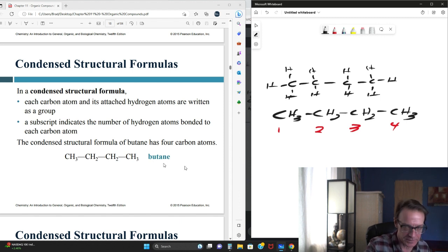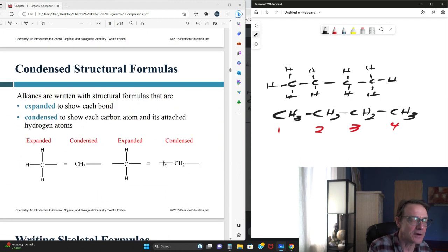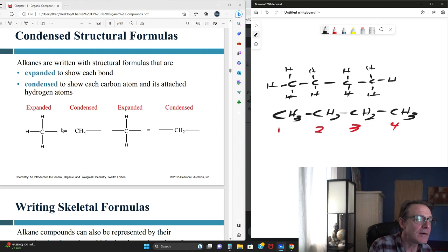I'm not even going to bother with doing the dot version of this. That would just take too much time, and it's rarely done by organic chemists. You'll probably see the condensed, and sometimes you might see the expanded. So here we have a carbon in expanded form, bonded to 3 hydrogens. We have CH3 bonded to another carbon in the condensed form, the expanded, and once again the condensed.